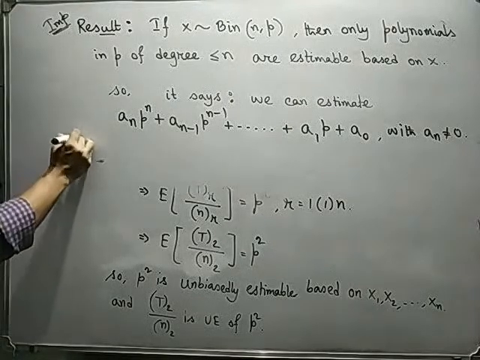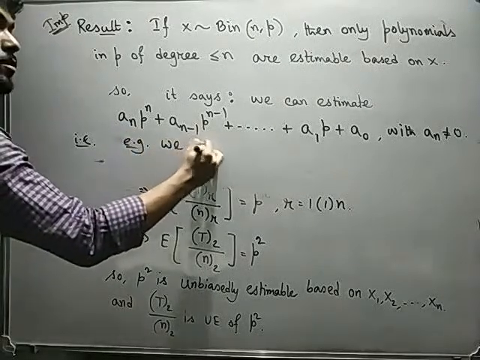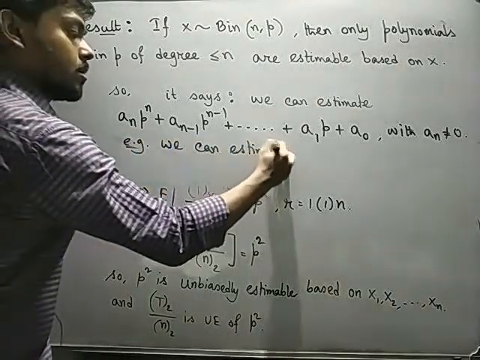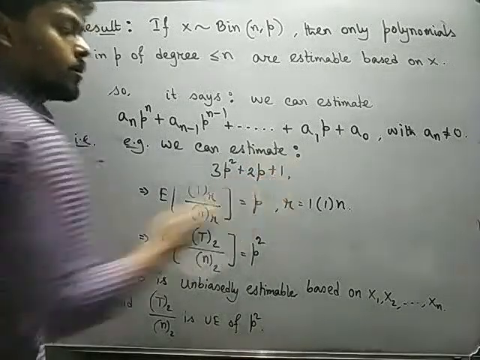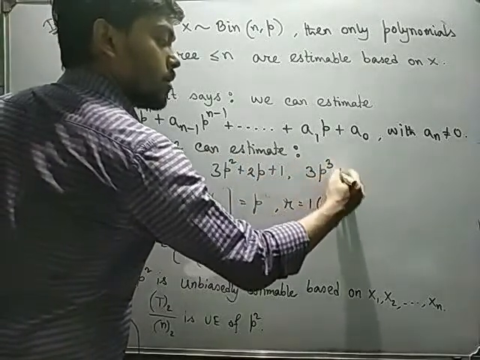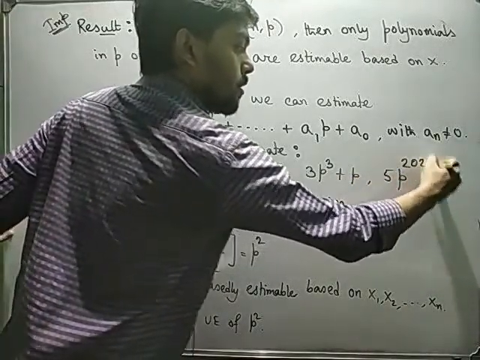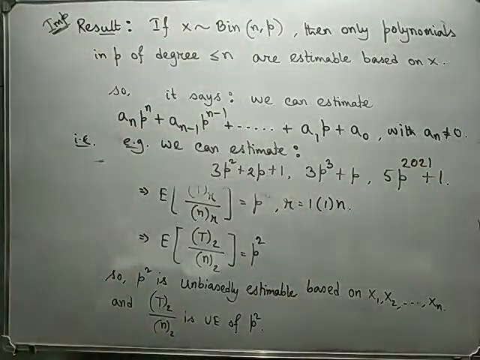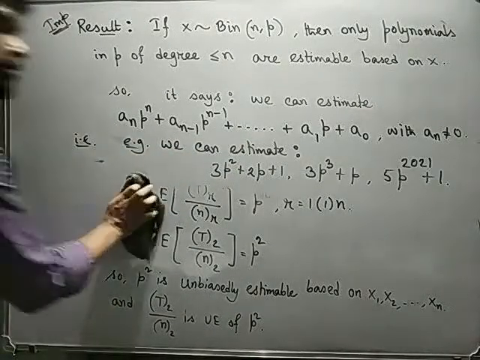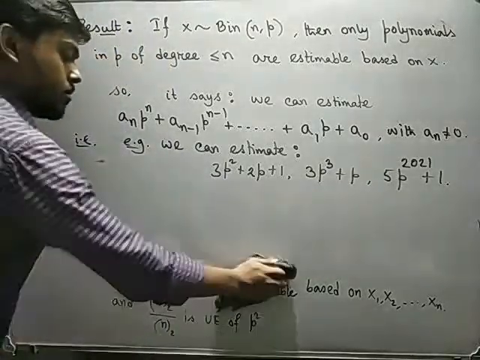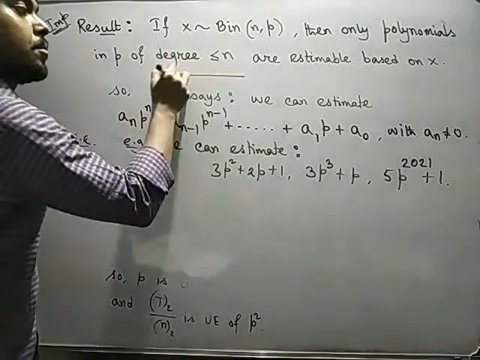For example, we can estimate 3p square plus 2p plus 1. We can estimate 3p cube plus p. We can estimate 5p to the power 2021 plus 1. Okay, so in this way, any type of form. But always try to remember that the degree must be less than or equal to n.